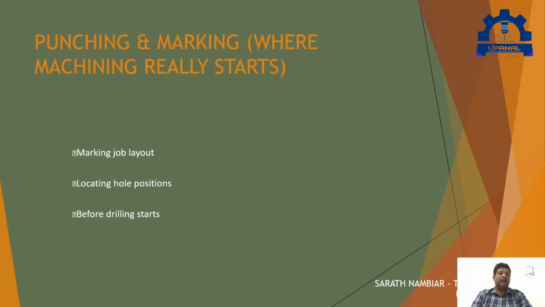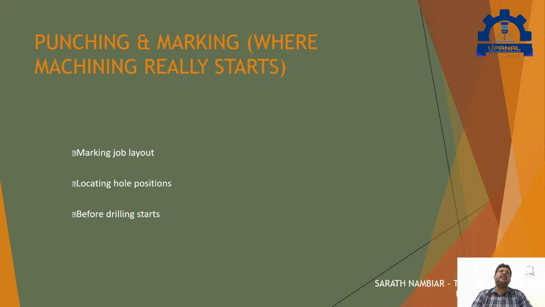Then punching and marking. Punching and marking is where the machining really starts. Because we are marking here where the work has to be done, where the hole has to be positioned, where the drilling has to be done. All these things will be done by using marking.